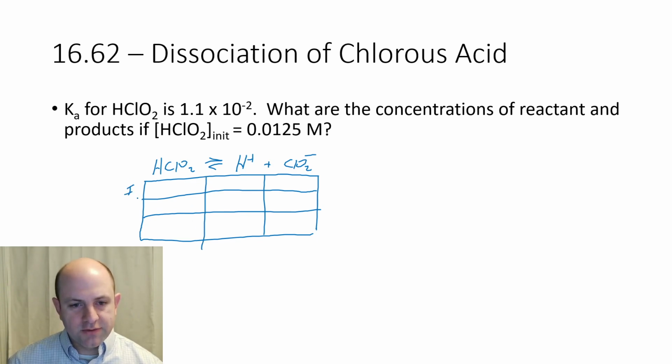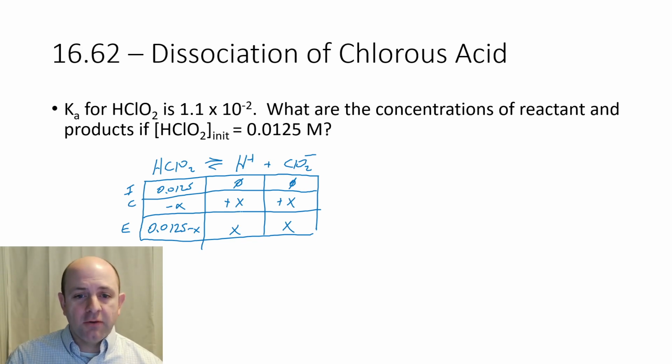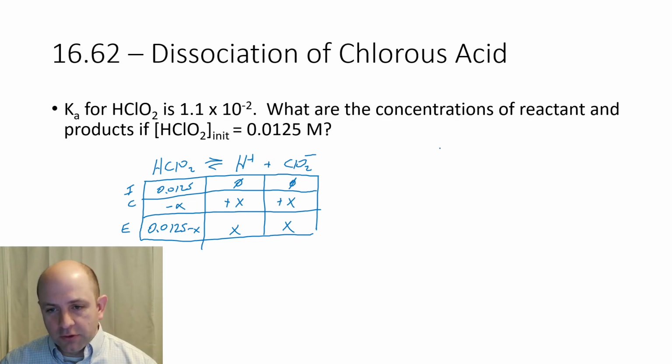Good drawing practice with tables here. So this is 0.0125. These are zeros. We're going to be minus x, plus x, plus x. So we're still going to have x squared on top, but now it's going to be 0.0125 minus x, and we have to keep that. We saw from the shortcut that can't work.